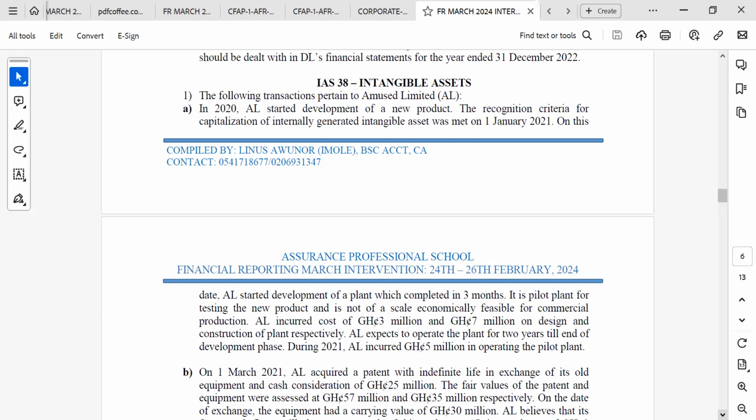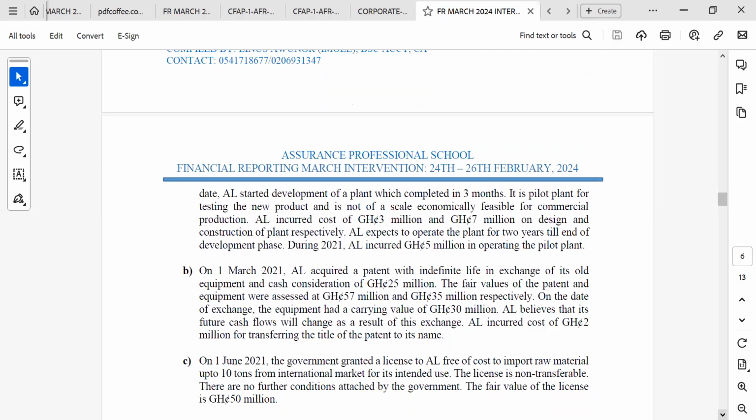But you have to determine whether this particular transaction has commercial substance or not. What are the indicators of commercial substance? The question will give you information that tells you this transaction is of commercial substance. One of them is that the cash flow as a result of this transaction will change. That is an indicator of commercial substance. So let's look at this question.